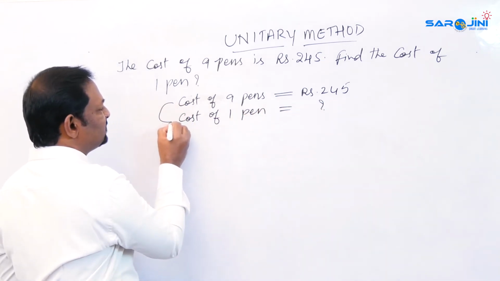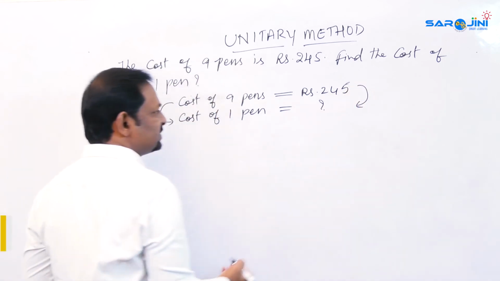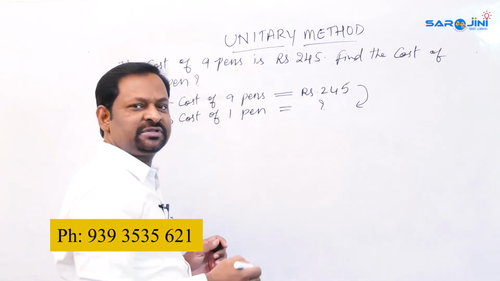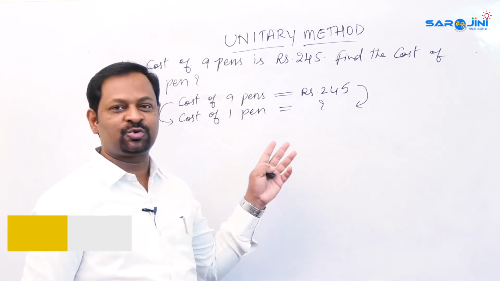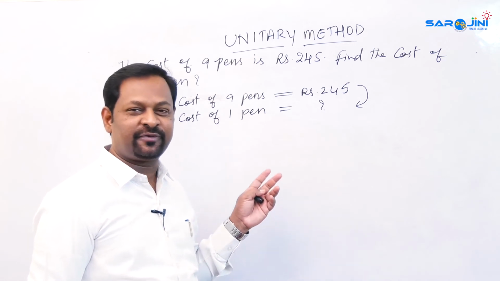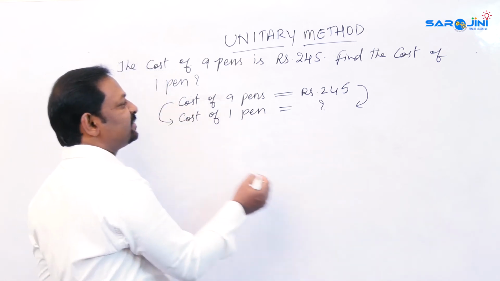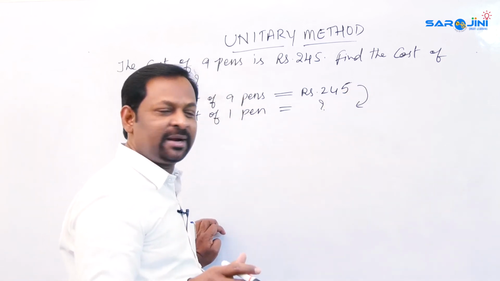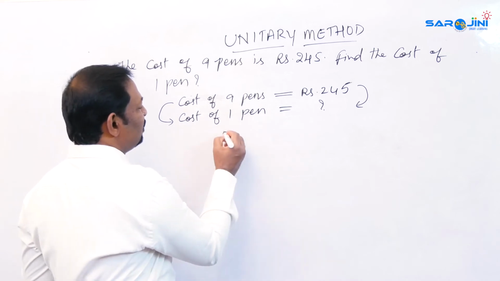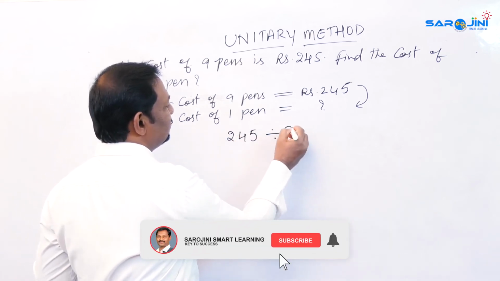Now 9 pens becoming 1 pen, that means that definitely the amount also will decrease. That means it is a division problem. So here the cost of 9 pens is 245 rupees and we need to find the cost of 1 pen. The number of pens is decreasing, so definitely the total amount also will decrease. That is nothing but a division problem. So how are we going to do it? 245 is divided by 9.